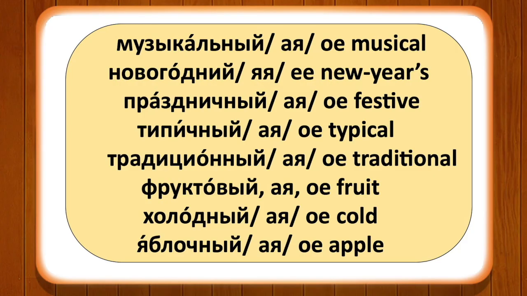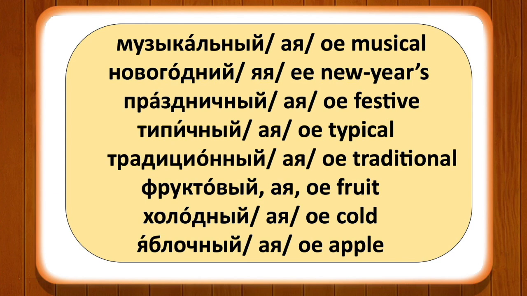Новогодний means New Year, accordingly you can change it to новогодний, новогодняя. Then праздничный. Праздничный means festive. Типичный means typical. Традиционный means traditional. Фруктовый means fruity.